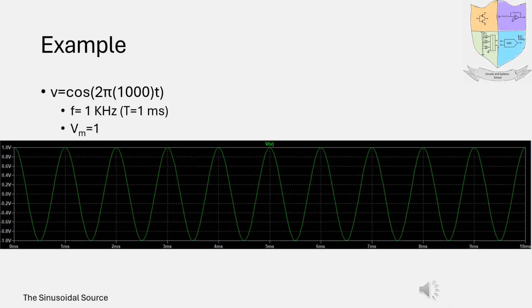Here, you can see the plot of a sinusoidal voltage source with frequency of 1 kHz and amplitude of 1 volt. The period is 1 millisecond. Therefore, in 10 milliseconds, 10 cycles of the signal are present. Because the amplitude is 1, the voltage varies sinusoidally between -1 and 1.